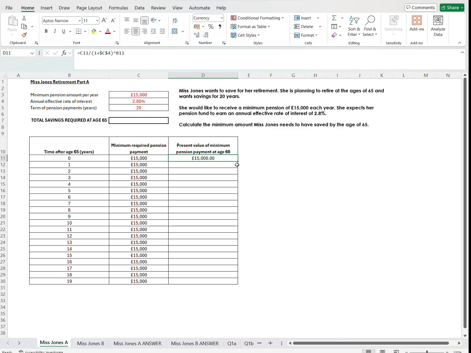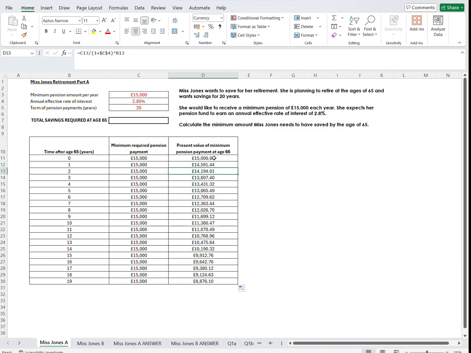All right. If I copy this down, what it's saying is for my second year's worth of £15,000, I don't actually have to have £15,000 worth of savings for that year. If I have £14,591.44, if I multiply that by my interest rate, it will give me £15,000. And then this one, it would be multiplied by my interest rate squared, would give me £15,000.